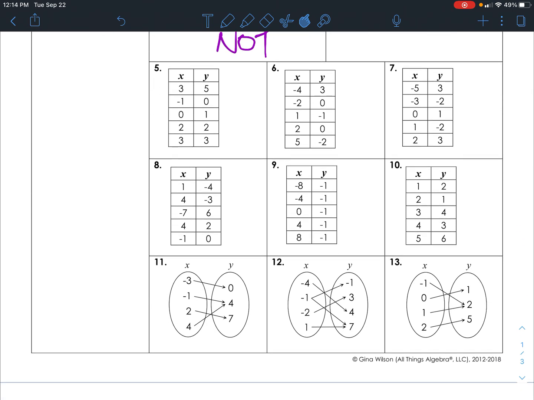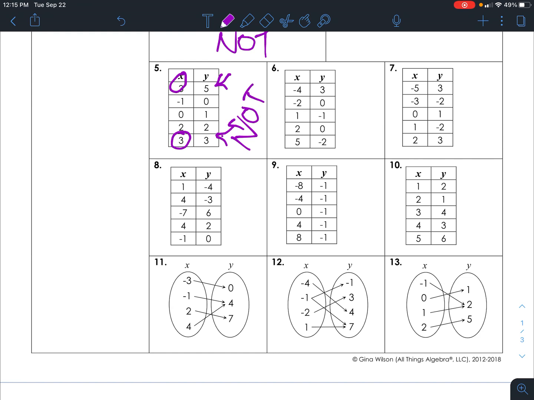So the same principles apply to these. I'll do number 5, and I'm going to have you guys do the rest. (3, 5), (-1, 0), (0, 1), (2, 2), and (3, 3). So I'm going to look for repeating values of x. I have a 3 here, and I have a 3 here, and the y's are different, right? We have a 5 here and a 3 here, so that cannot be a function.